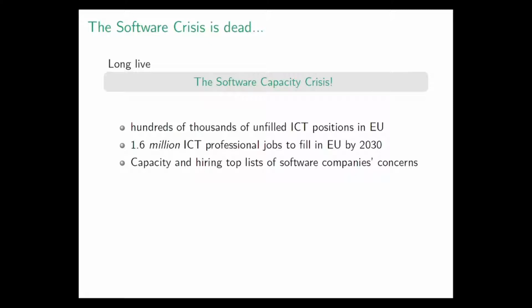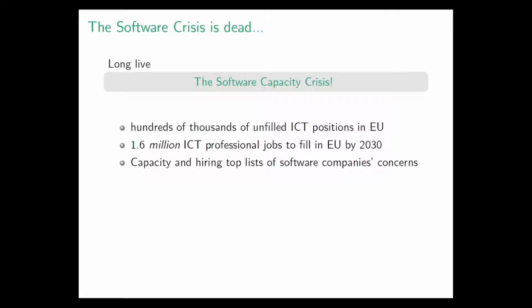So the software crisis is dead. We no longer have that fundamental inability to build large software systems that dogged us from the 1960s to the 1990s. But not everything is rosy, because we now have a software capacity crisis. And it's quite easy to dig up figures along these lines, that there are hundreds of thousands of unfilled ICT positions in the European Union alone, that one recent estimate was that there would be 1.6 million ICT professional jobs to fill in the EU by 2030.